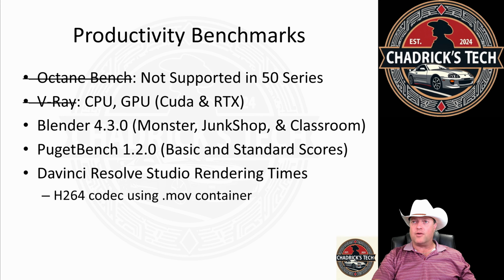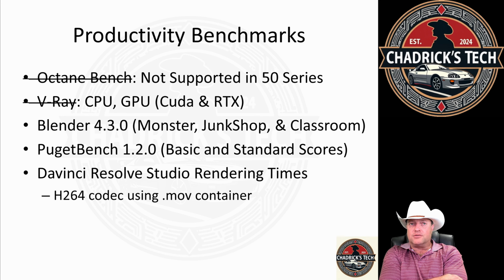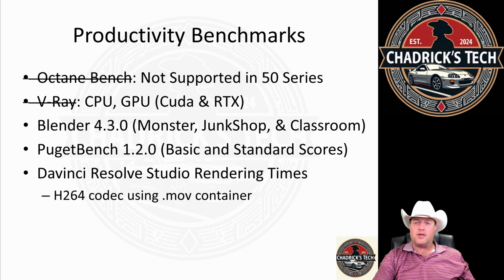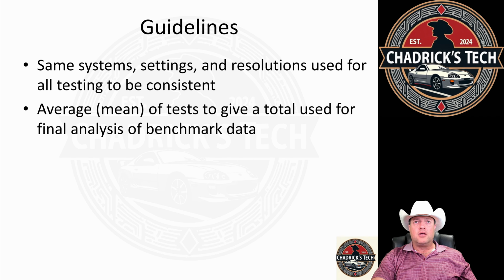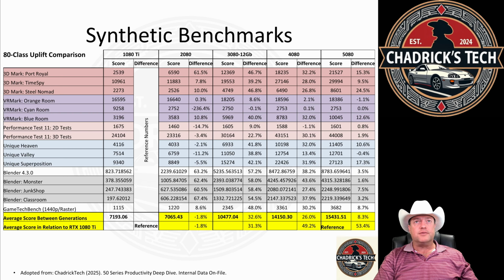I know there's a 20.1. The tests were all run at the 20.0. And we'll look also at the rendering times using the H.264 codec and the MOV container on a 22-minute 4K file. All right, and so we're trying to keep it as concise, and when we get all of the scores, then we'll take a mean, and we'll actually have something to compare with. So let's get right into it.